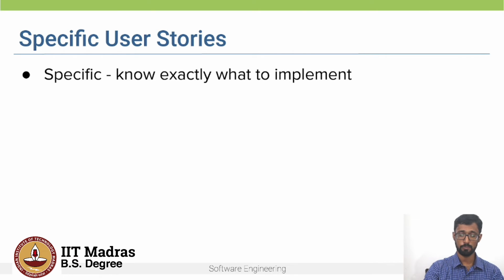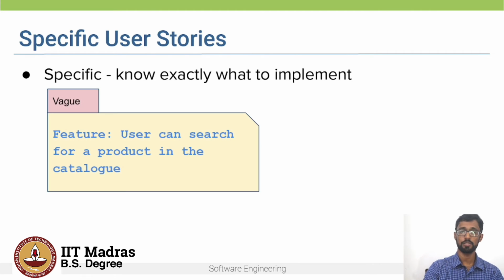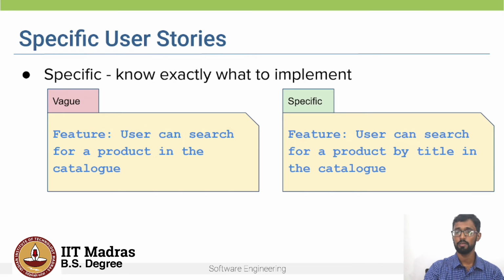First, user stories should be specific. Specific user stories are essential so that we know exactly what to implement. So let's consider this user story, which states that users can search for a product in the catalog. This is a bit vague because we have not exactly specified, for example, what type of product it is, or based on what attribute we can search for a product. A more specific user story can be that the user can search for a product by title in the catalog.